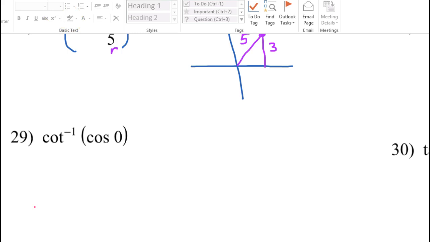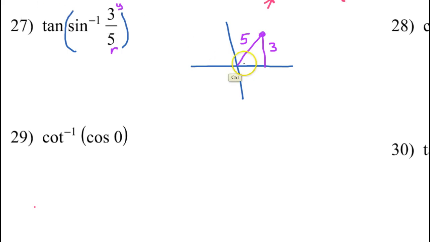Now, in order to find the tangent of this angle, I'm going to need to know what the other side is. Now, this is a common Pythagorean triple. I'm thinking about the 3, 4, 5 triangle. So I know that this side is going to end up being 4. If you did not know this Pythagorean triple, 3, 4, 5, then you would have to do the Pythagorean theorem and find this side.